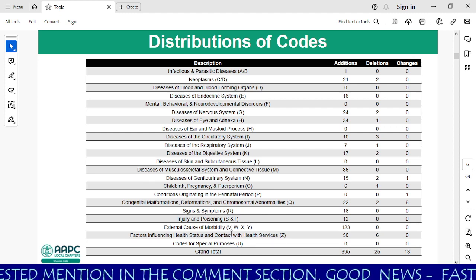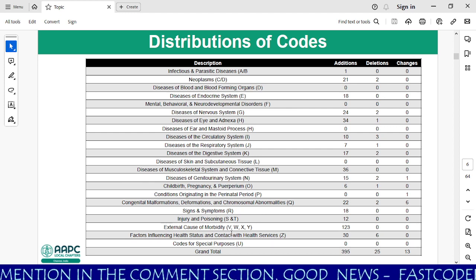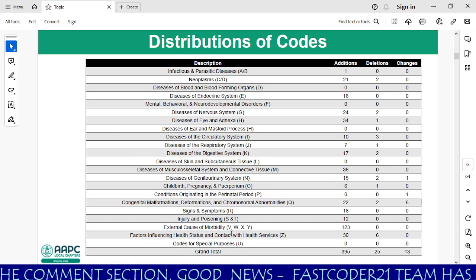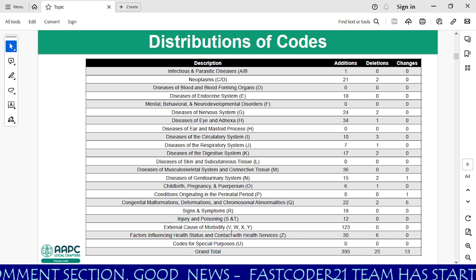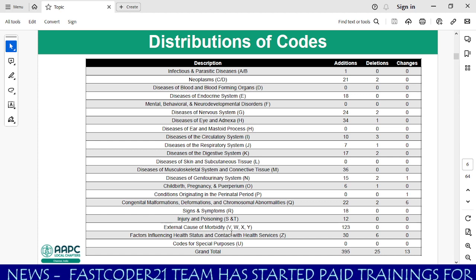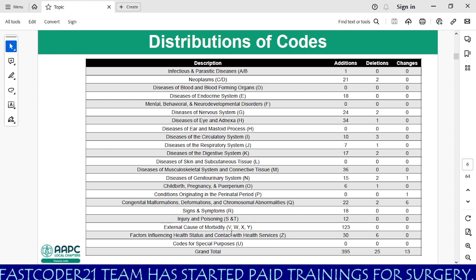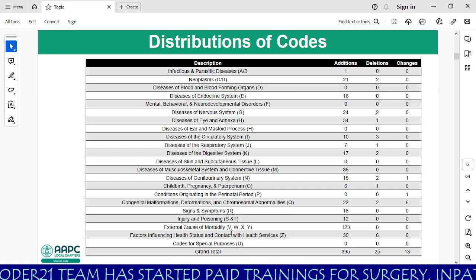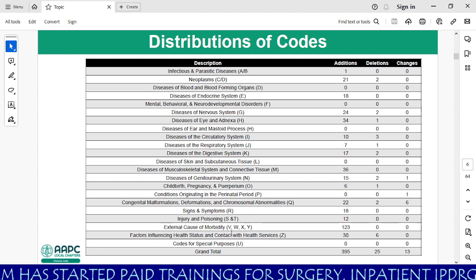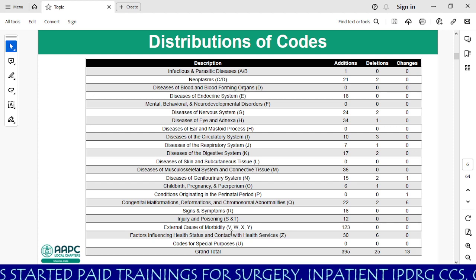Here we have most of the additions in external cause of morbidity. Next comes diseases of the skin and subcutaneous tissue. Next comes diseases of the eye and adnexa. And we have a few chapters like mental, behavioral and neurodevelopmental disorders. In those chapters, there are no changes and there are no additions.